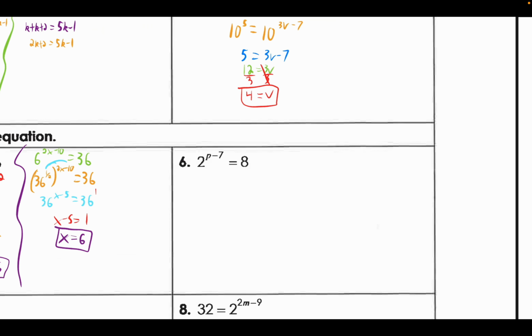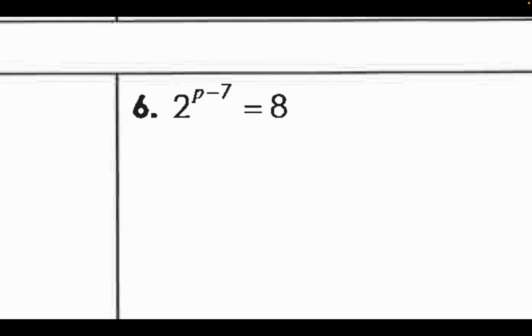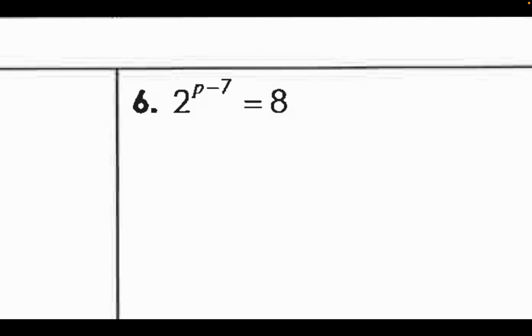So on number 6 accordingly, I will say, hey, the bigger number is 8. I will change 8 to become 2 to a certain power, and it is 2 to the third. So I have 2 to the power of p minus 7 equals 2 to the third, and now I can set these exponents equal to each other since I have the same base on each side of the equation. I get p minus 7 equals 3, and I will add 7 to each side and get p equals 10.